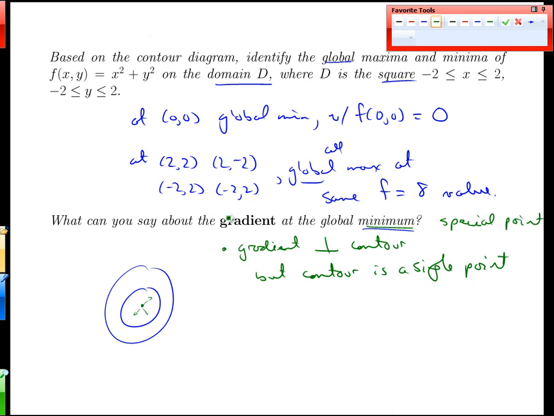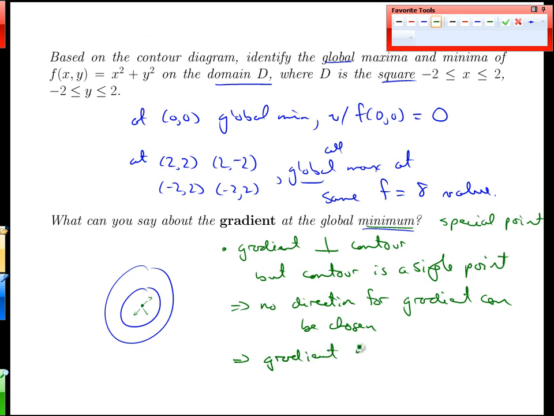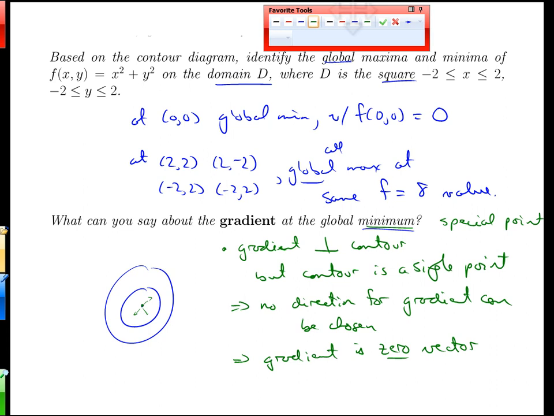It's also special in terms of how it implicates the gradient. If the gradient has to be perpendicular to the contour, but the contour is a single point, that implies that no direction for the gradient can be selected. No single direction, no direction in particular can be chosen. Well, what's the only vector that we know that has no direction to it? The gradient that we're looking for here is the zero vector.